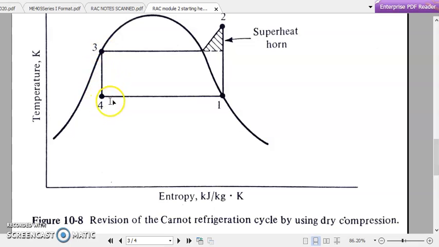So when we are representing 3 to 4 like this, it is an isentropic expansion process, or an expansion process carried out by an expansion engine or expansion equipment.